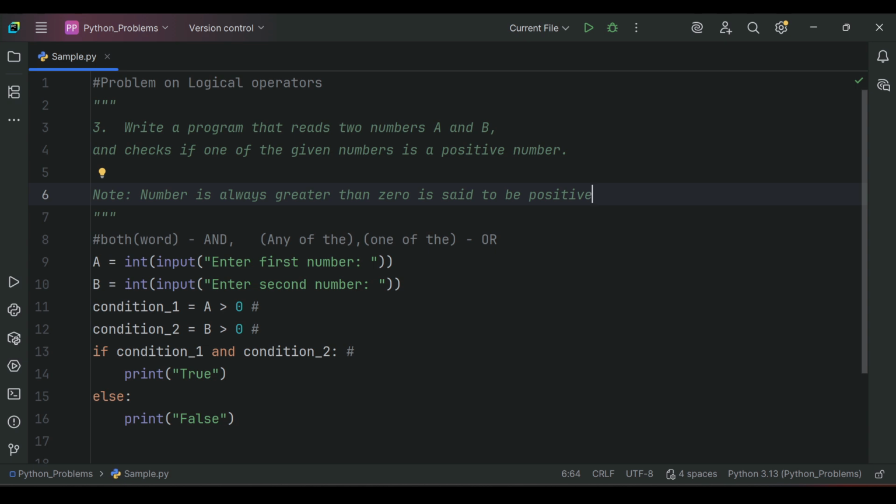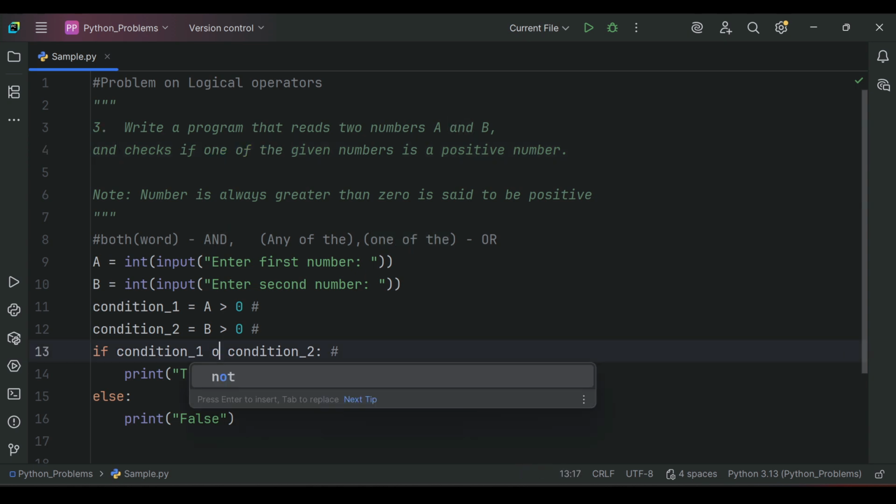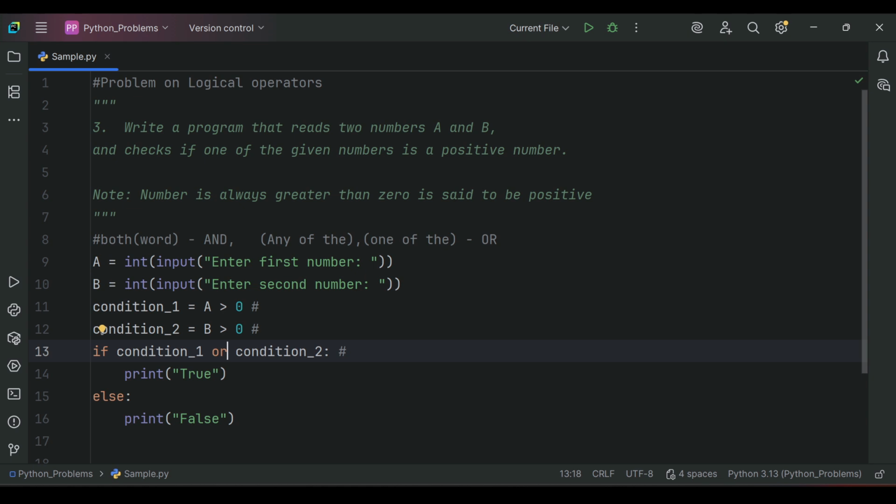Okay, let's dive into the problem. First, A is equal to, enter the first number. One input, B is one input. Here positive means what? When we say a number is positive, it is always greater than 0. That's why A is greater than 0 and B is greater than 0. And here, what is being asked? One of the given numbers. One of the given numbers means the output condition is OR.